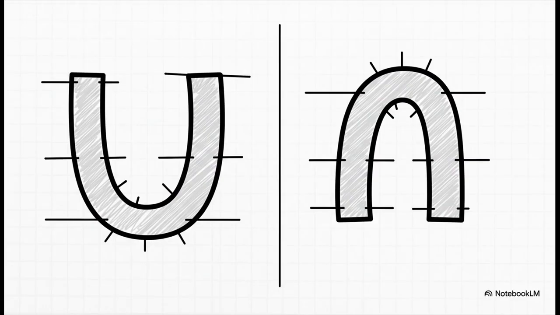Now here's the more, let's say, technical definition in action. A concave up curve will always sit above its tangent lines, almost like it's being held up by them. On the flip side, a concave down curve hangs below its tangents. It's all about that relationship between the curve itself and its slope at any point.